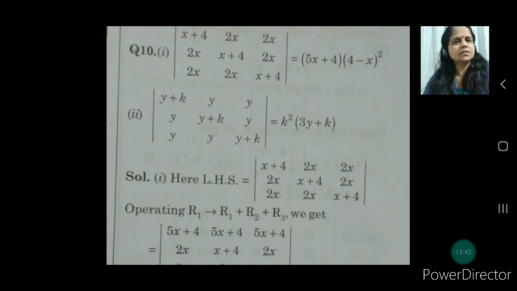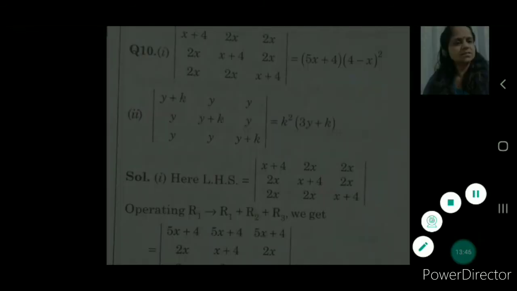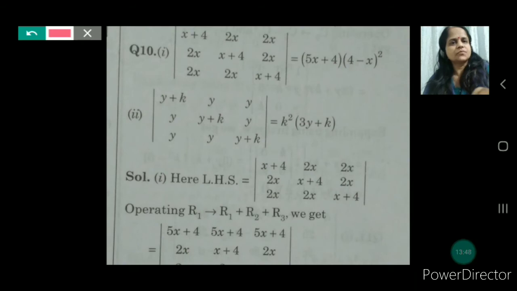Question number 10. There are 2 parts of this question. So first is given. Okay. There is one determinant. We have to prove it is equal to 5x plus 4 and 4 minus x whole square. So let's start the solution with LHS. And here first operating R1 plus R2 plus R3, which means we are adding the elements of R2 and R3 in R1. So it is x plus 4 and 2x plus 2x.